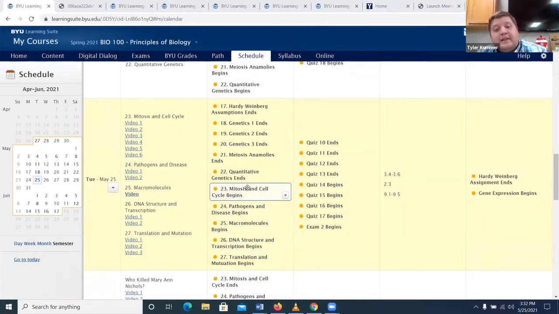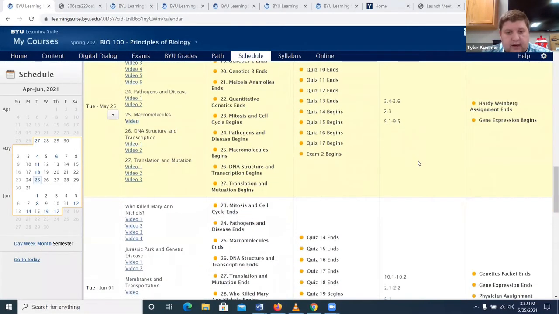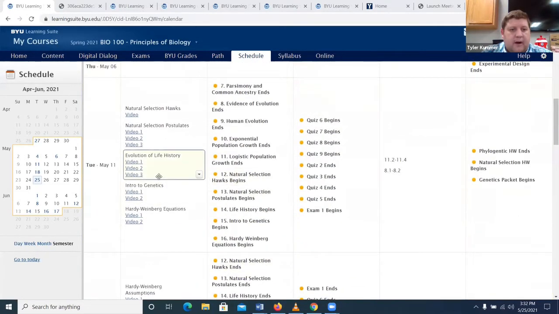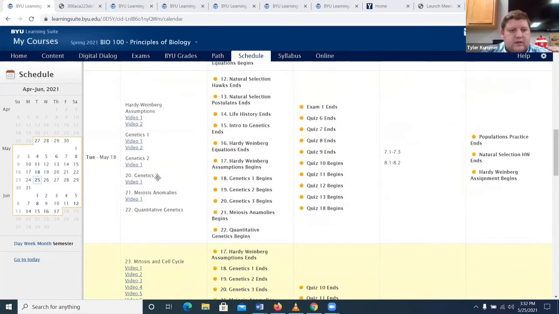Having said that, exam two opens tonight. It will go for 1 week before it closes. Exam two will cover from population growth through meiosis, which is what we're going to cover today. I had to move population growth onto exam two, so through meiosis today is where we're going to cover.